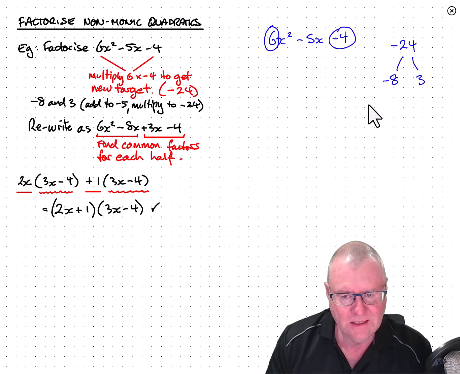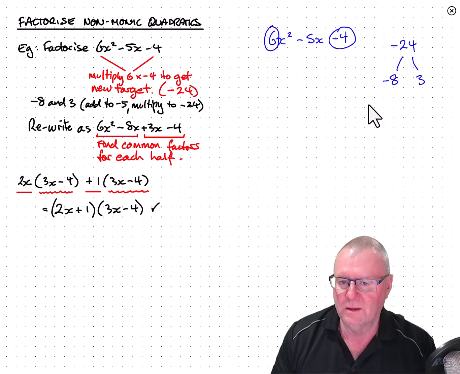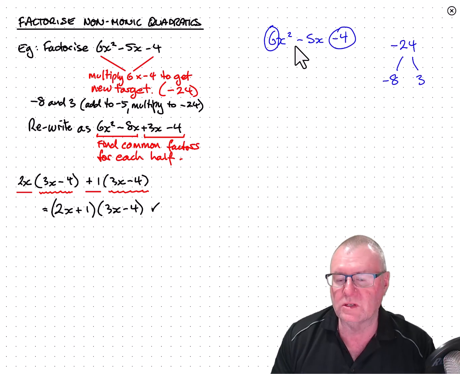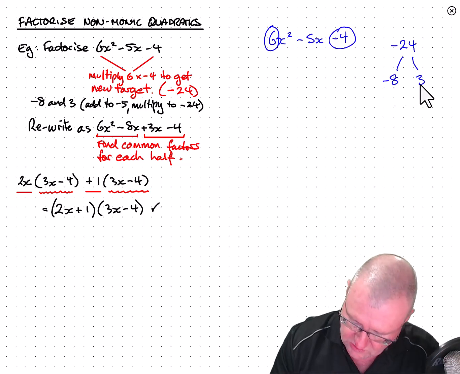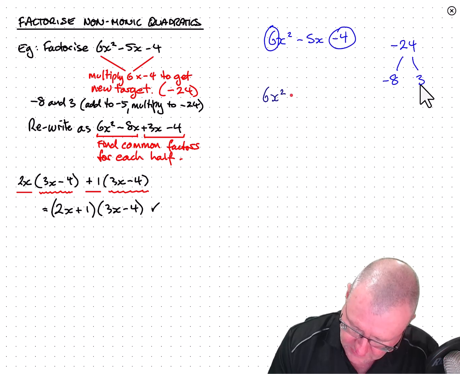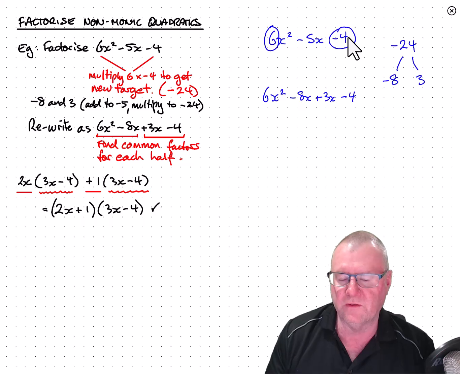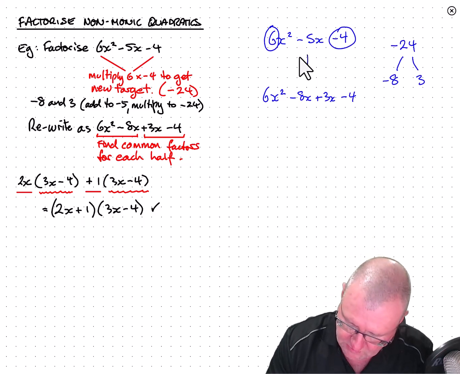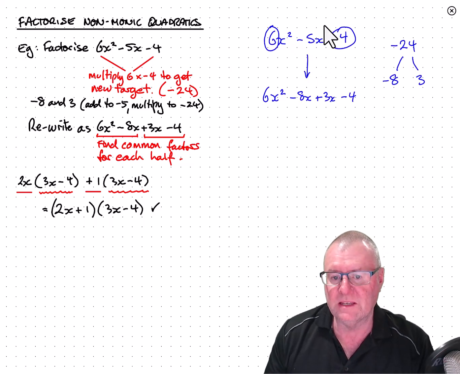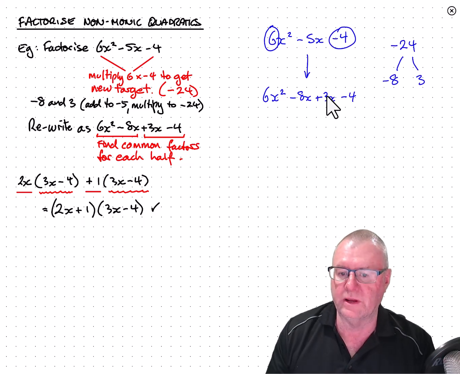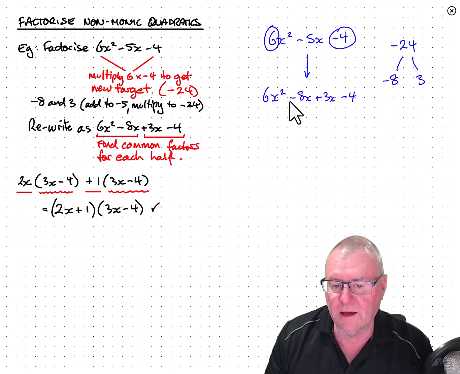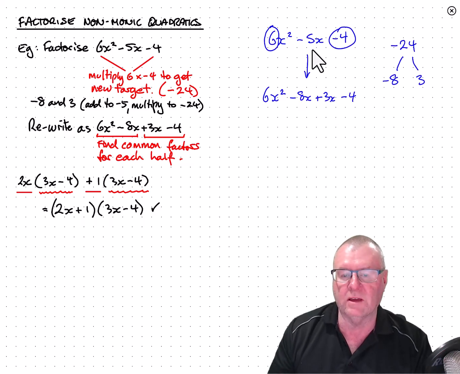Alright, this is the next step. This is super important. This is where it differs from monic. I'm going to rewrite the expression that we started with, but instead of minus 5x, I'm going to use a minus 8x and a 3x. So let's do that right now. 6x squared, sorry, beg your pardon, that was minus 8x plus 3x minus 4. So still using the original minus 4. Hopefully you see these are the same thing, but instead of minus 5x, I've got a minus 8x and a plus 3x, because if I add those like terms, I'll get back to my minus 5x.